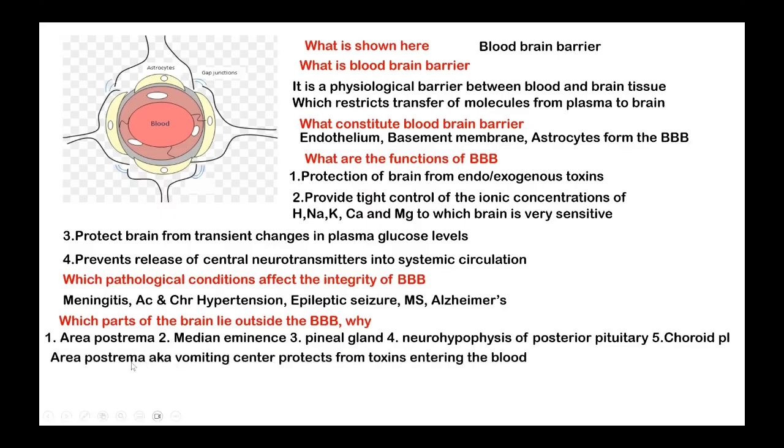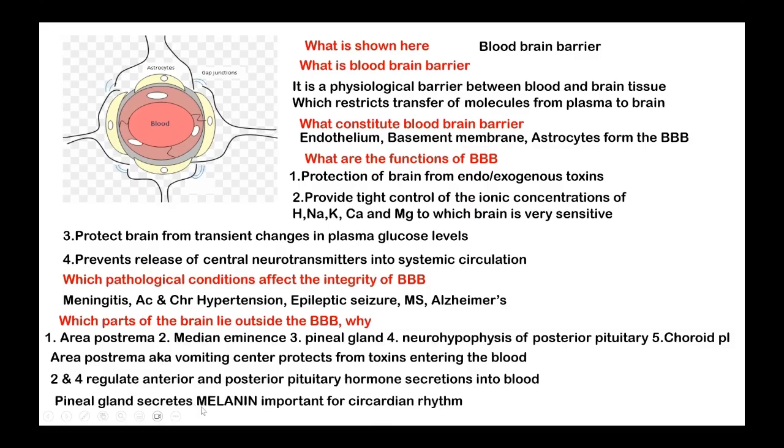Area postrema is also known as the vomiting center and protects from toxins entering the blood. As soon as the blood has a toxin, the area postrema will be exposed to it, especially from the gastrointestinal tract, and it will induce vomiting and make you eliminate the toxin from your body. The median eminence, pineal gland, and neurohypophysis regulate anterior and posterior pituitary hormone secretions into the blood. The pineal gland also secretes melatonin, important for circadian rhythm. So these are the important ones.